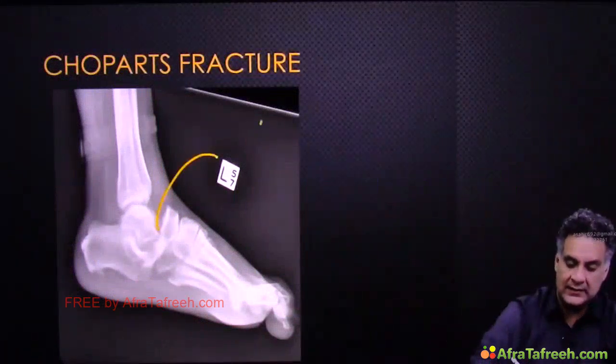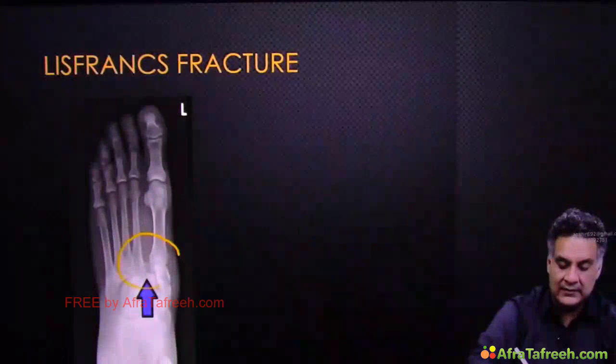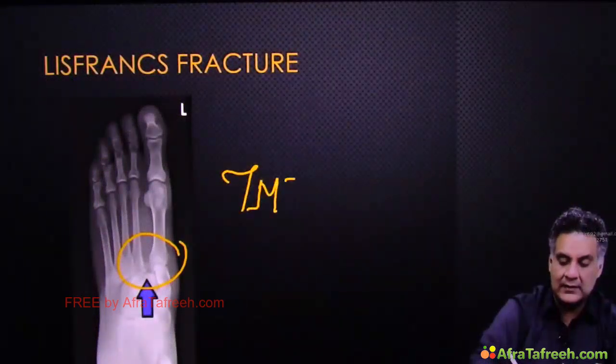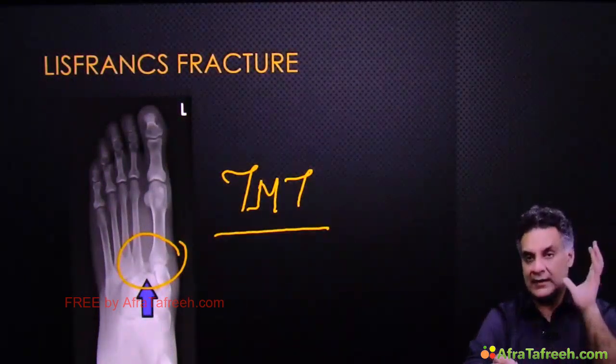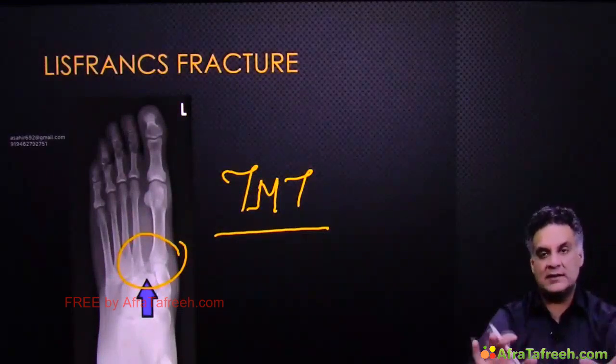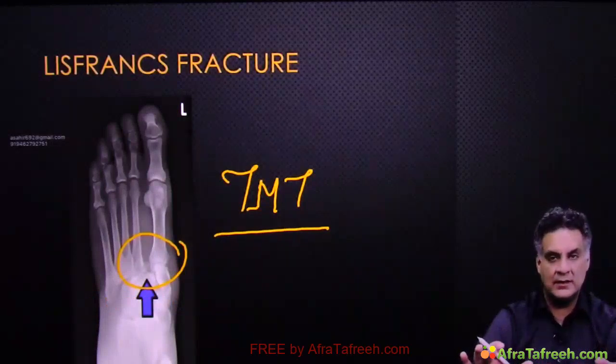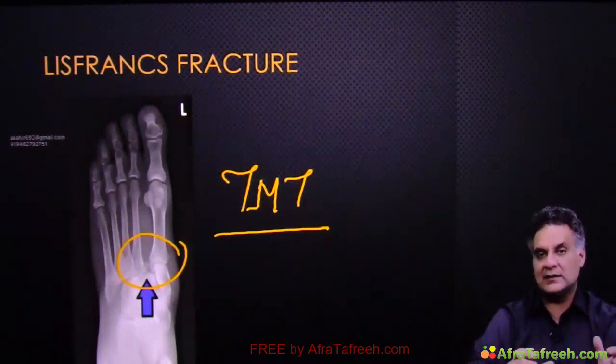Chopart's is an intertarsal injury. Remember, Lisfranc's is a tarso-metatarsal injury. Chopart's and Lisfranc's are anatomical terms. Chopart's amputation is intertarsal amputation. Lisfranc's amputation is tarso-metatarsal amputation. Chopart's is an intertarsal area. Lisfranc's is the tarso-metatarsal area.